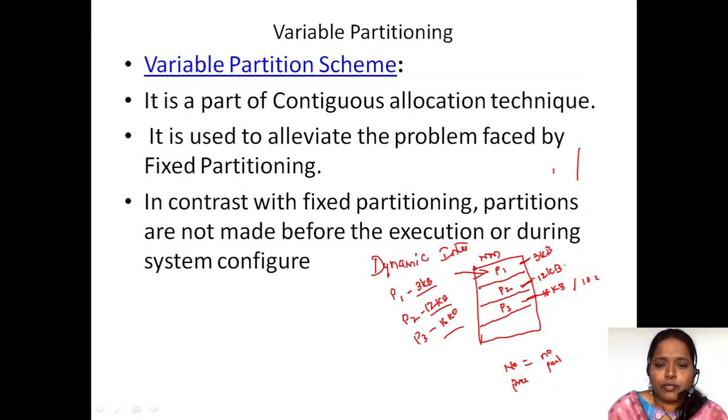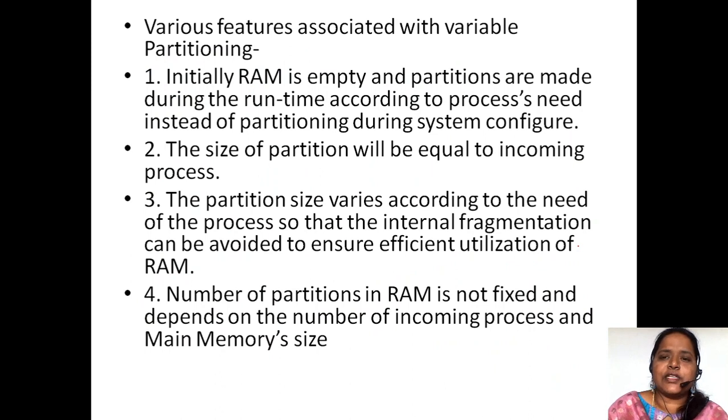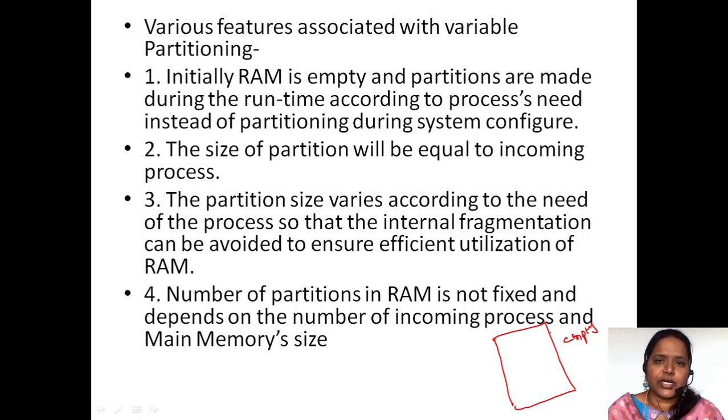Got it? So here the various features associated with variable partition are: initially RAM is empty. So initially the main memory is empty. During the runtime, according to the process needs, we partition, instead of partitioning during the system configuration. When it comes to fixed partitioning, the partitions are done during the system configuration itself. But here during the runtime, suppose process P1 came, P1 says that I need 5 KB of memory.